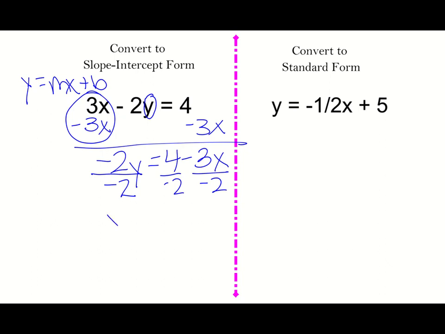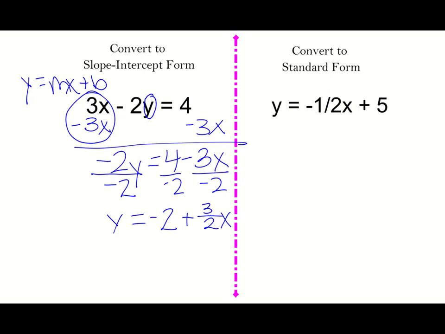So that's going to get me y equals 4 divided by negative 2, which is negative 2. And then if I take a negative 3x divided by a negative 2, a negative divided by a negative is a positive. So I'd have plus 3 over 2x. Or I could change that. That's a pretty nice decimal. I could change that to 1.5x as well.